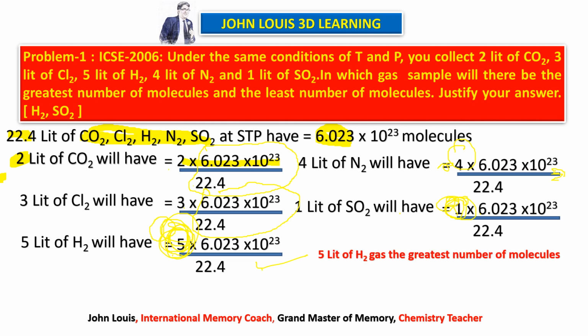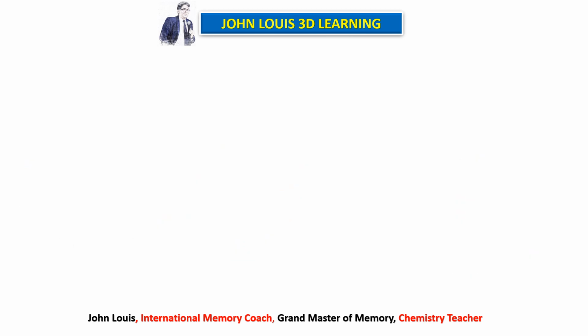And which is the smallest? 1 liter is the smallest. Therefore sulfur dioxide will have the least number of molecules. Is it clear? So here the answer is: the 5 liters of hydrogen gas has the greatest number of molecules, and 1 liter of sulfur dioxide gas will have the least number of molecules. So this is the answer for this question. Is it clear?